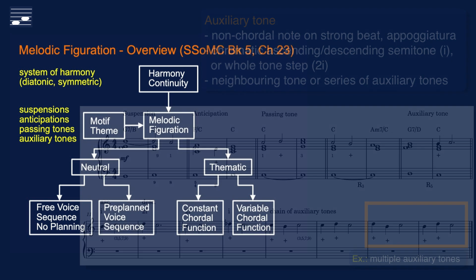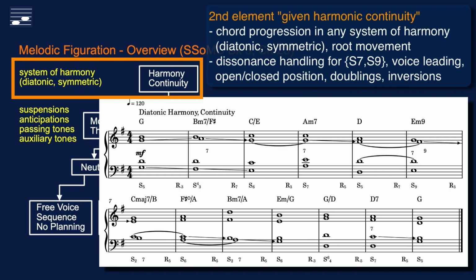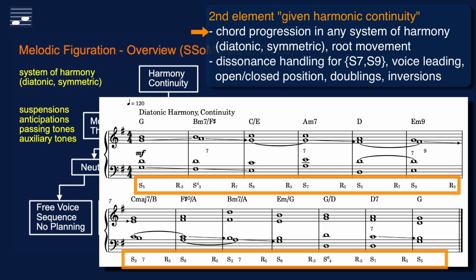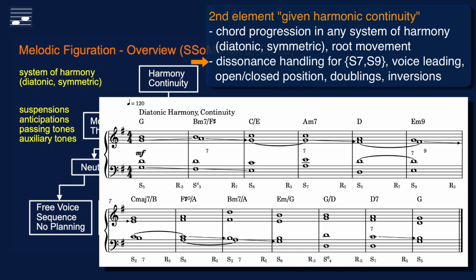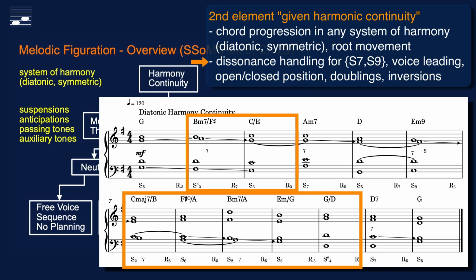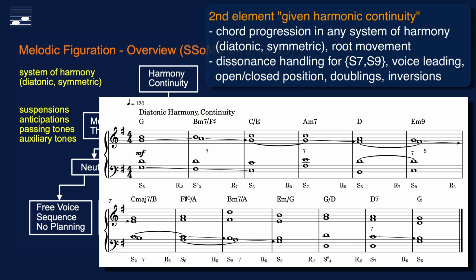The second element is the given harmonic continuity. This means a chord progression in any system of harmony. The 4-part harmony shown here in the diatonic system of harmony for the key of G major includes various chord structure types, root movement, and correct handling of dissonant intervals for the 7th and 9th chords. We may encounter close versus open position voicings, chordal function doublings, and inversion positions. These subjects are discussed extensively in the early chapters in the Schillinger Book 5. Listen to this harmonic continuity.